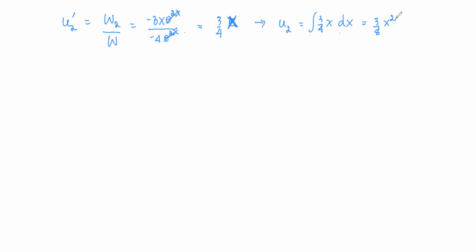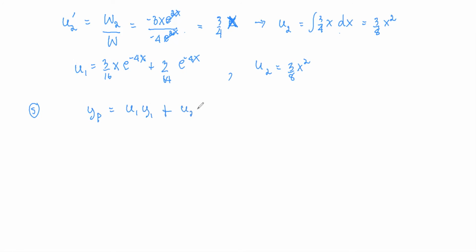Let's write down. u1 is 3 over 16 x e to the negative 4x plus 3 over 64 e to the negative 4x, and u2 is 3 over 8 x squared. And the last step, number 5, put together a particular solution. yp is u1 times y1 plus u2 times y2. Recall y1 is e to the 3x and y2 is e to the negative x. Then just put them as a product of u1 and y1, u2 and y2.